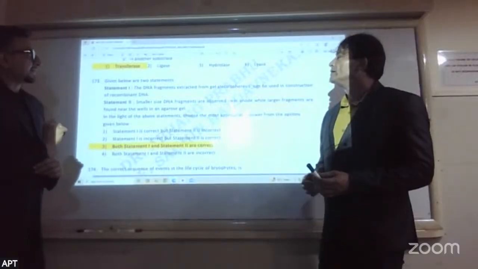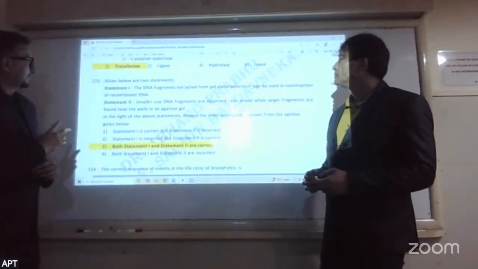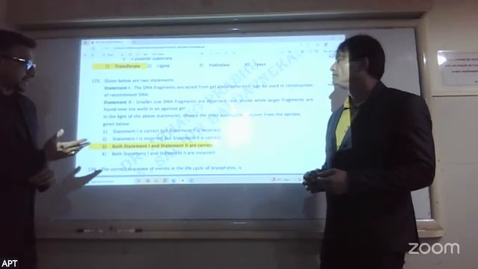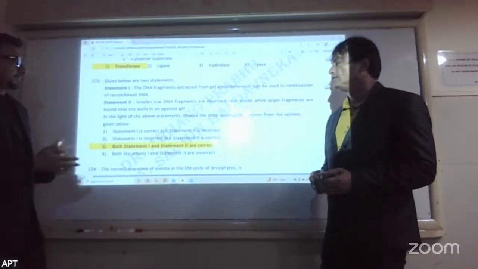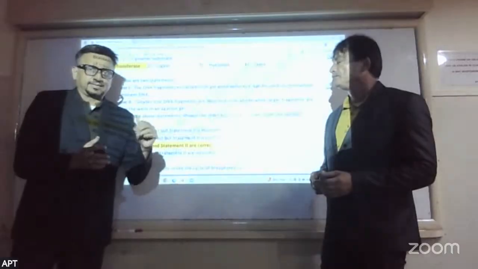The DNA fragments extracted from gel in the ligation process, and statement 2. Again, the straight statements. Both statements are correct. Yes, correct. So this is the way. I mean, we don't think there is anything tricky here.